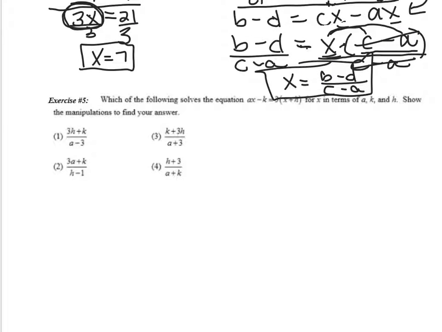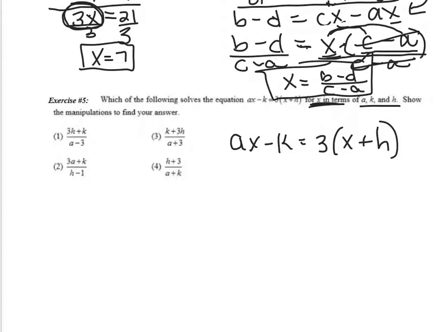Let's see if we can do another one where we have to do some undistributing to get the x by itself. We're going to solve for x in terms of a, k, and h. Let's come down here and rewrite this. ax minus k equals 3 times the sum of x and h.